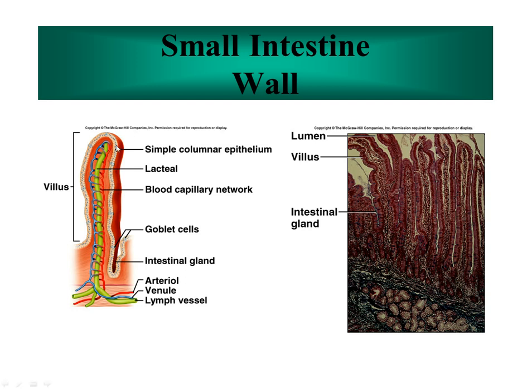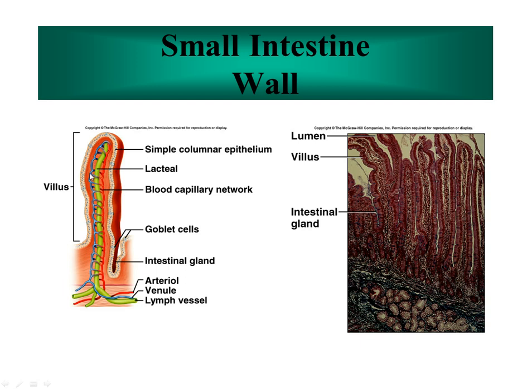You have simple columnar epithelium, that columnar or column shape. Now remember, we talked about simple before. That means a single layer of rectangular epithelial cells. When it's a single layer, it allows for the passing of materials through that, the nutrients that need to be passed on to the blood.